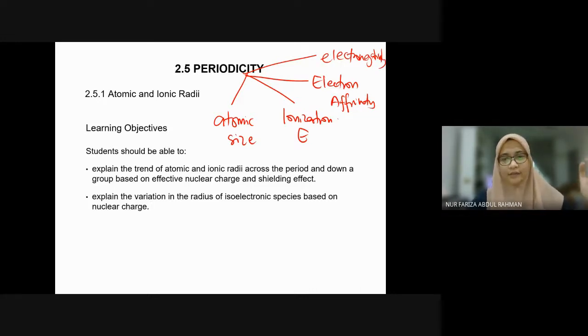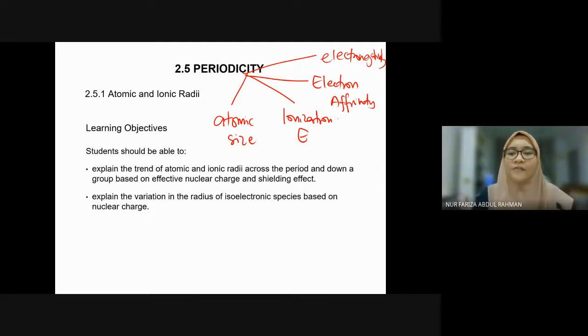Okay, we want to know the trend across the period from left to right and then down the group. What happens to the size of the element across the period? For example, the atomic size decreases, they become smaller. And going down the group, the size becomes larger. Same goes for ionization energy. Ionization energy means the energy needed to remove an electron from the atom or from the ion itself. So across the period, does ionization energy increase or decrease? Going down the group, does it increase or decrease?